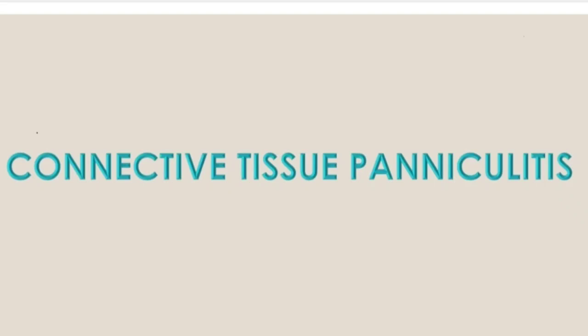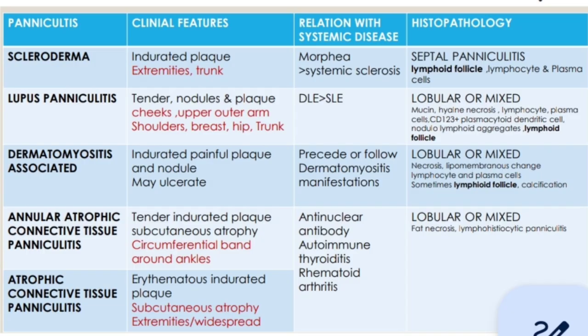Coming up is the group of connective tissue panniculitis. This group includes panniculitis like scleroderma panniculitis, lupus panniculitis, dermatomyositis-associated panniculitis, annular atrophic connective tissue panniculitis, and atrophic connective tissue panniculitis. The common features in these are lymphoid follicles with hyaline necrosis.